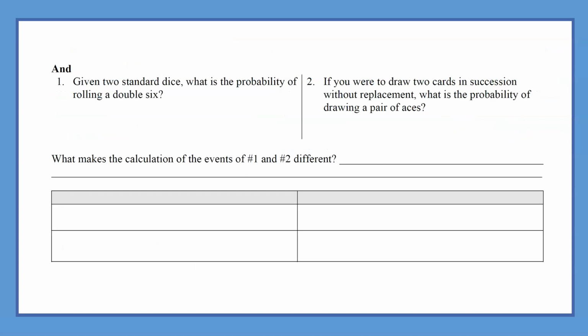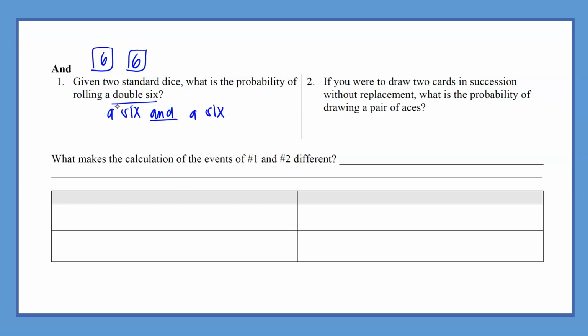Today, we're moving on to multiple events. So what happens when two things are happening at the same time, or when one thing happens and another follows? Starting with the word and, given two standard dice, what is the probability of rolling a double six? A standard die has 6 sides to it, so the probability of rolling a double six would be rolling a 6 and rolling another 6. In words, it would be a 6 and a 6.